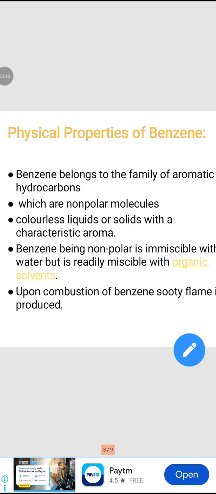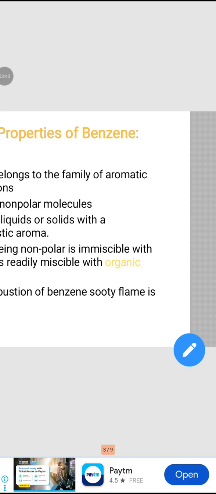Benzene is an aromatic hydrocarbon which is a non-polar molecule. It is a colorless liquid or solid. Since benzene is non-polar, it is immiscible with water but readily miscible with organic solvents. Upon combustion of benzene, a sooty flame is produced.